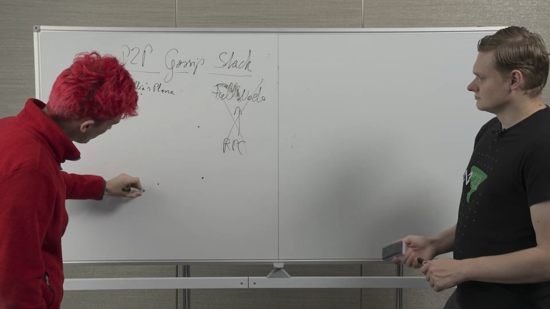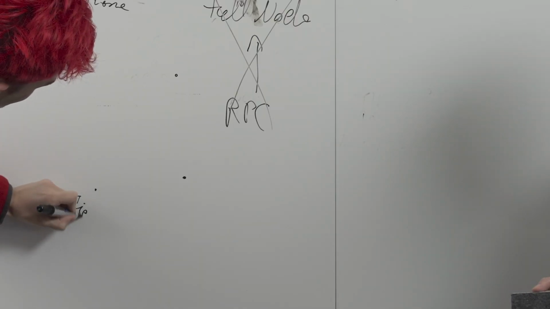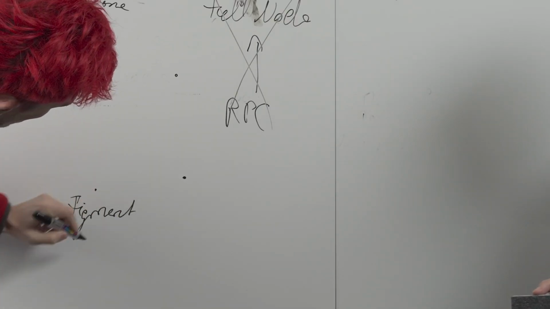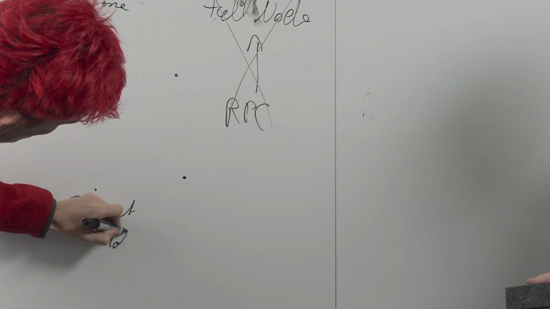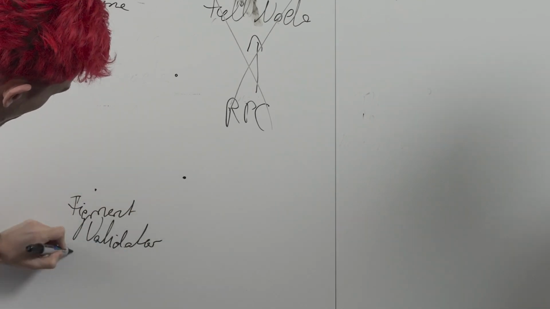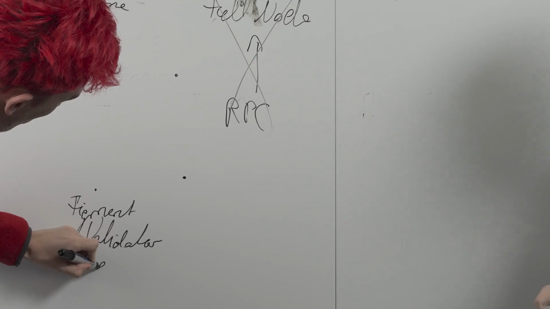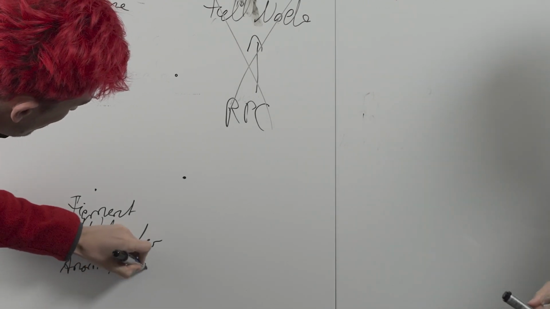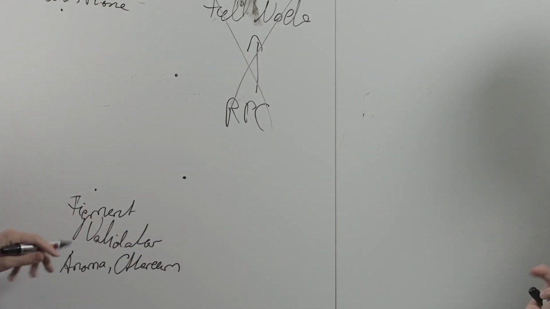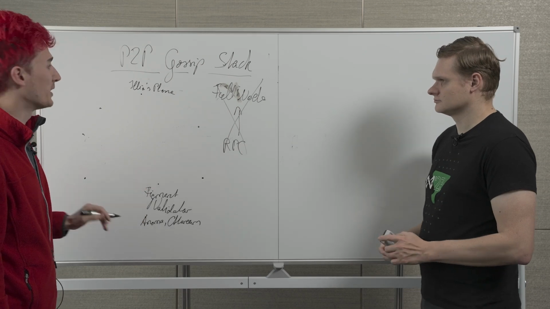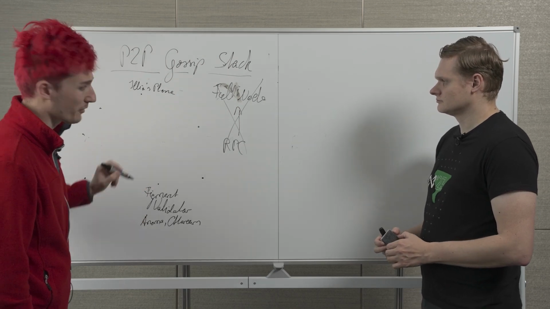But then we can also have a Figment validator node for the Anoma-based chain and the Ethereum-based chain. And so different nodes can have different capabilities, and importantly, they can also live in different trust zones.